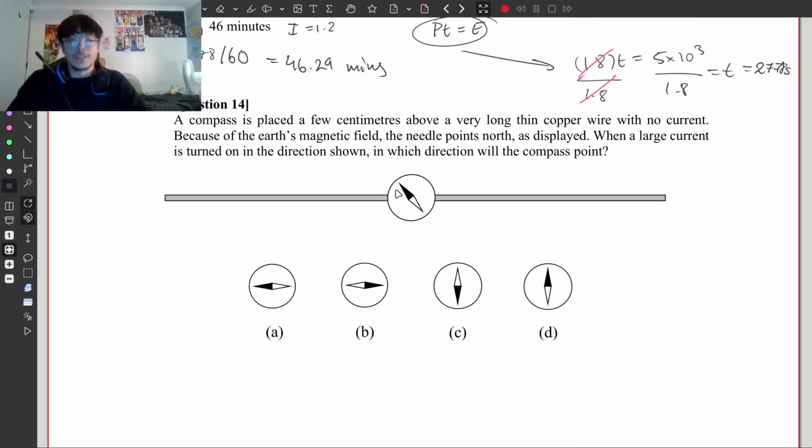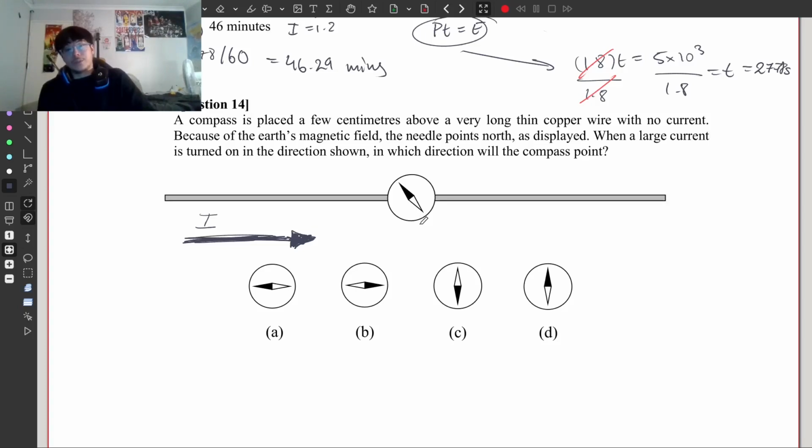Now this question has a typo in it, and we're going to assume that the direction of your current is going to be from left to right. So this is I. So we want to find which orientation our compass will have after this happens.